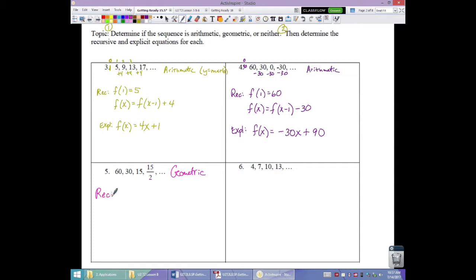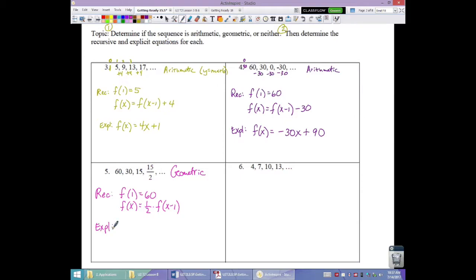So our recursive equation would be f of 1 is 60, and then our f of x is half times the previous term, f of x minus 1. And you can put that times 1/2 either in front of the f of x minus 1 or behind it. It's up to you.